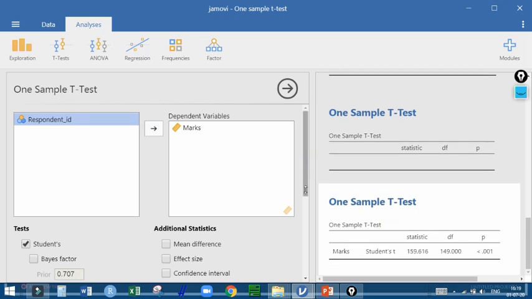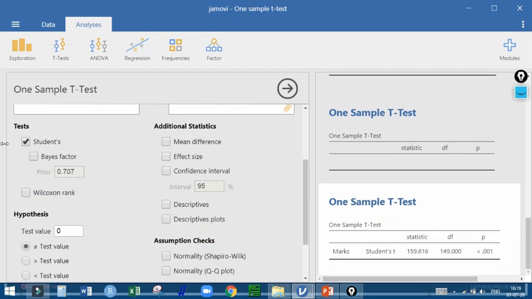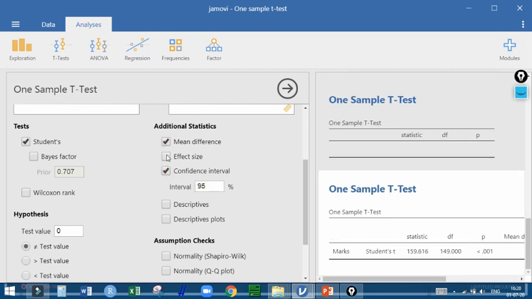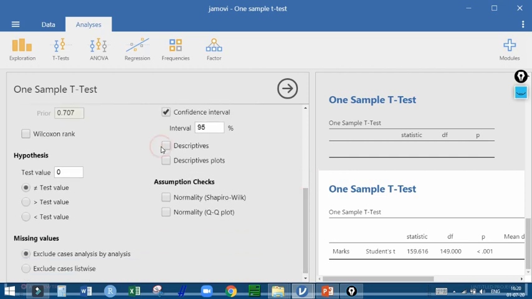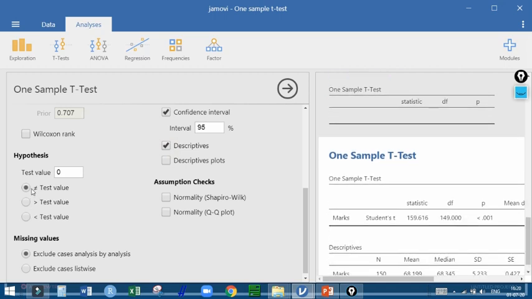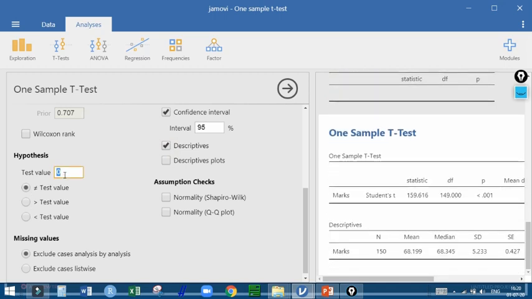Now we will check here. There is the test, Student t-test. It is also called the Student t-test. Now I would like to check the mean difference, and I am also clicking on confidence interval and on effect size. I will tell you the meaning in detail, what is the meaning of these values. Under Descriptive, click descriptive, and here we will put the value 66.5 because I would like to compare.